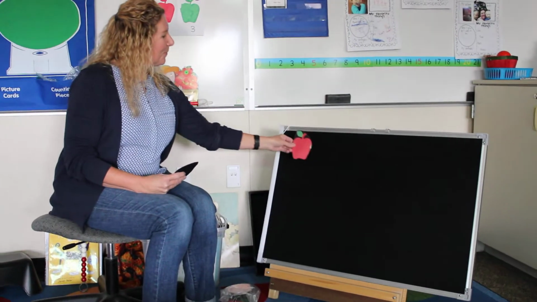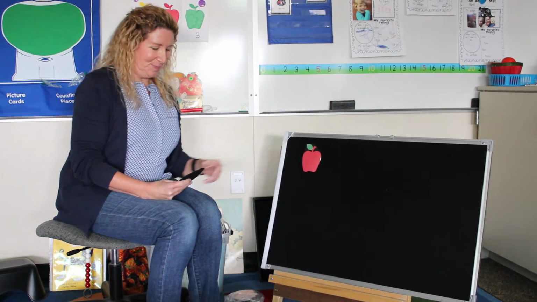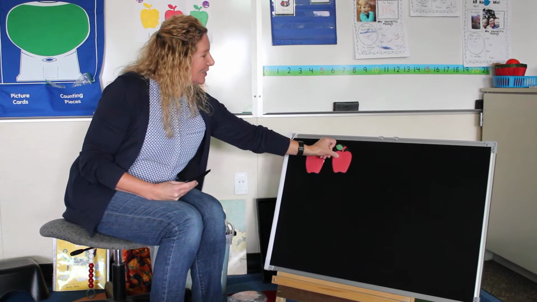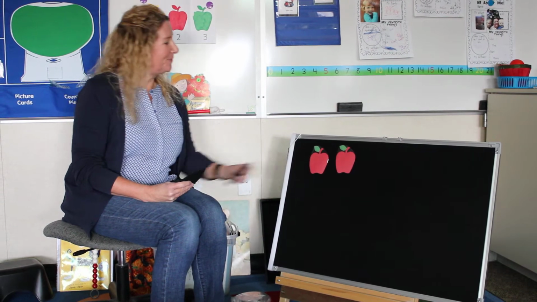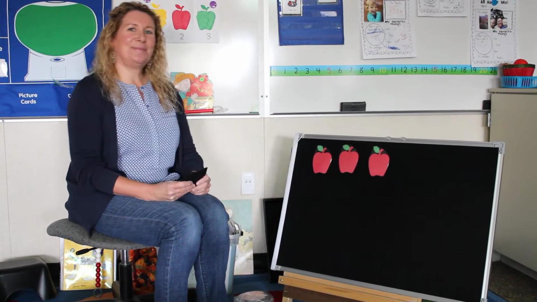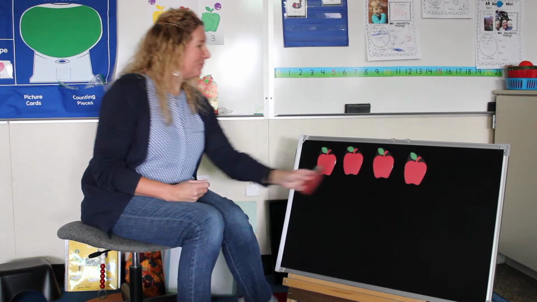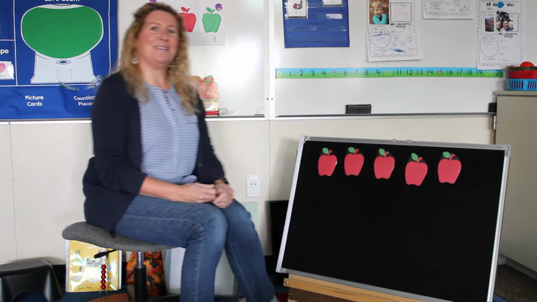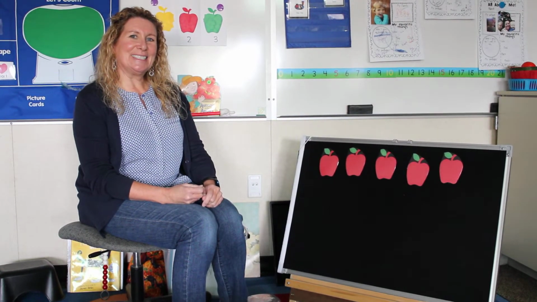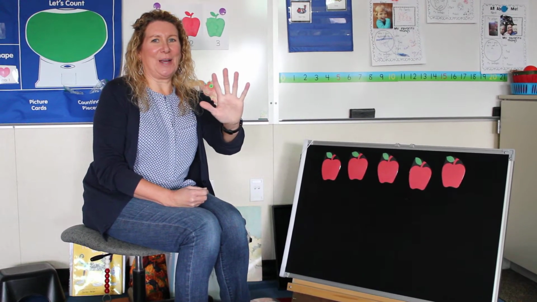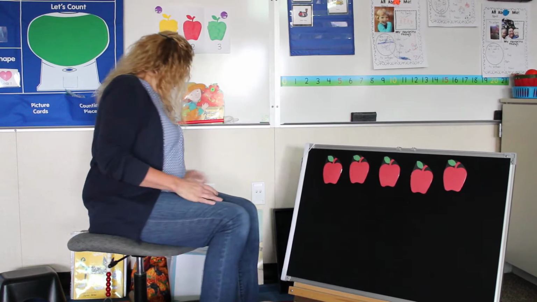And so today for our numbers, we're going to count some apples and we're going to count some pumpkins. Watch my flannel board. First, let's count apples. 1, 2, 3, 4, 5. How many apples? 5. Show me with your hand. 5. Good, let's count them again.